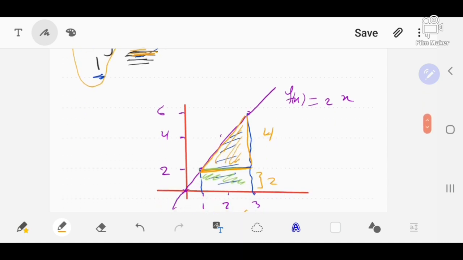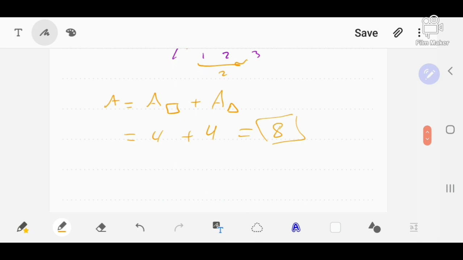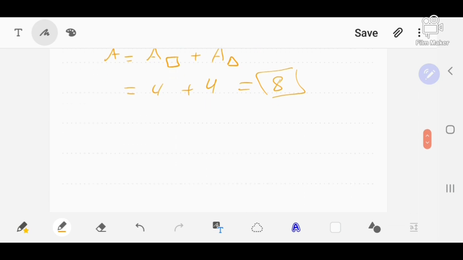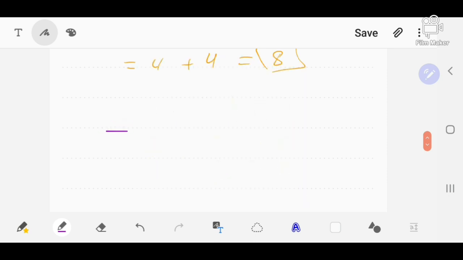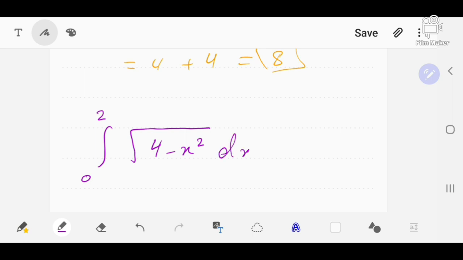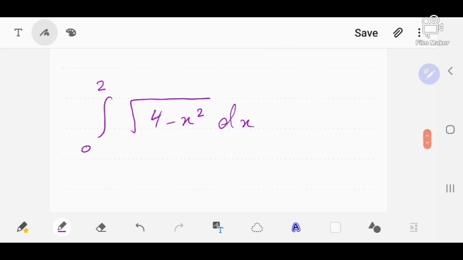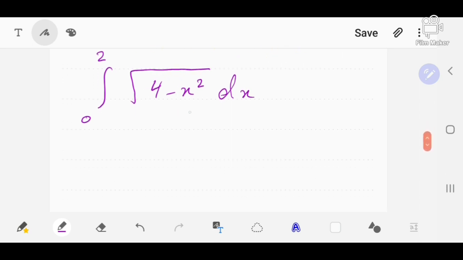Okay, let's see if you got that. What about the integration of the square root of 4 minus x squared from 0 to 2, depending on x? Well, that's a little bit complicated, right? Not that much. What is this function, what does it represent? Square root of 4 minus x squared. Do you remember the circle?